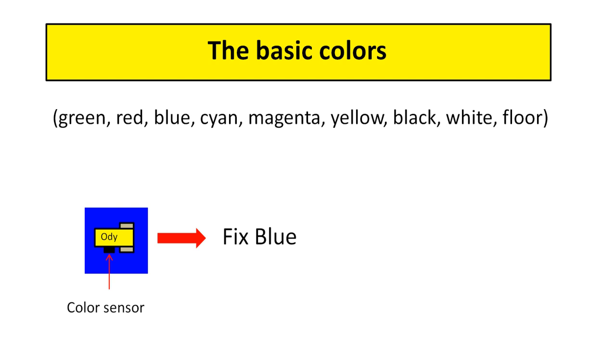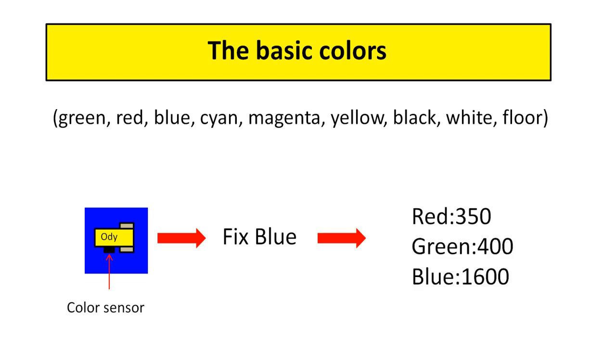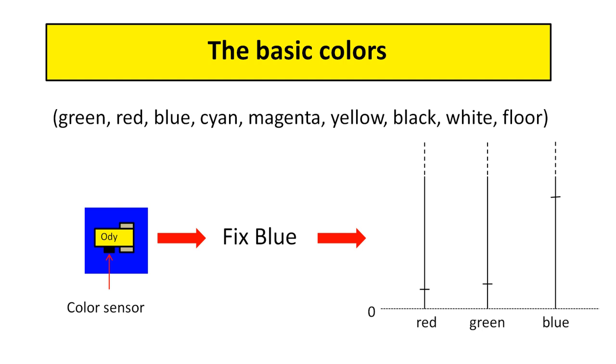as long as this basic color is close enough. The user is able to define what close enough means by setting a parameter. Let us explain this in more detail. Assume that when we fixed blue, the values stored in ODI's memory were 350 for red, 400 for green, and 1600 for blue. So, this is our basic blue. Let us visualize these numbers like this.